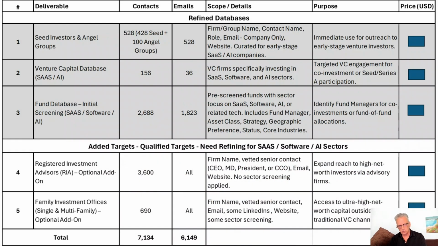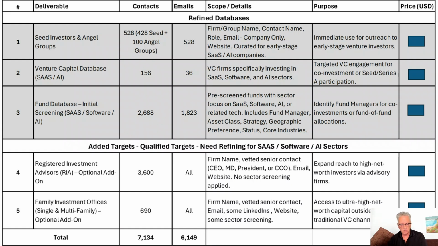And in addition, what I've done for this client is, you can see number 3 here, this was the filtering we've just been talking about today. So again, 2,688 contacts, 1,800 emails, pre-screened funds with sector focus on SaaS, software, AI related, includes fund managers, asset classes, strategy, we've seen all that. So I've identified fund managers for co-investments or fund-to-fund allocations.